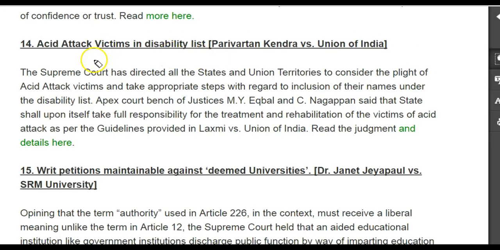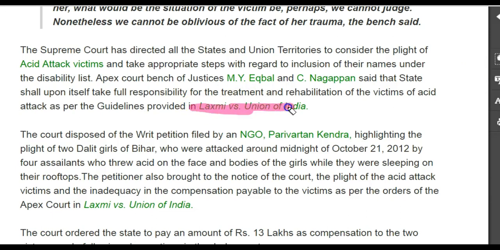attack. In another historic judgment, the Supreme Court ordered to place acid attack victims in the disability list so that they can avail all the benefits under the disability list, in the Parivartan Kendra versus Union of India case. In the Lakshmi versus Union of India case, the Supreme Court said that it's a duty of the state to take full responsibility for the treatment and rehabilitation of the victims of acid attack. So it is the full responsibility of the state to provide treatment and rehabilitation of the victims of acid attack as per the guidelines provided in the Lakshmi versus Union of India case. So let's prepare thoroughly on acid attack.